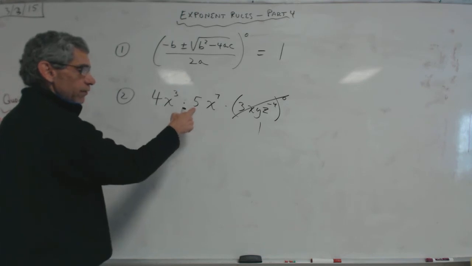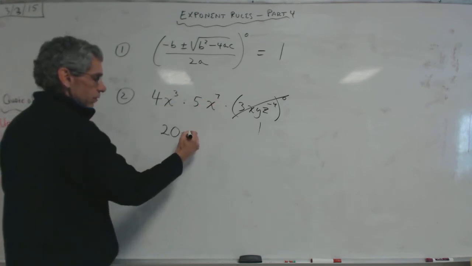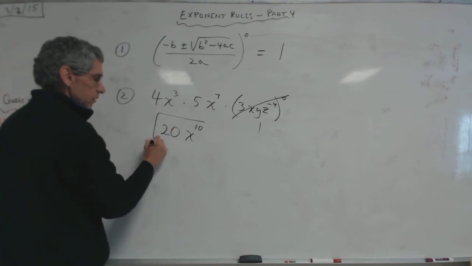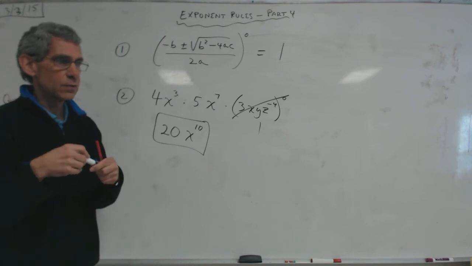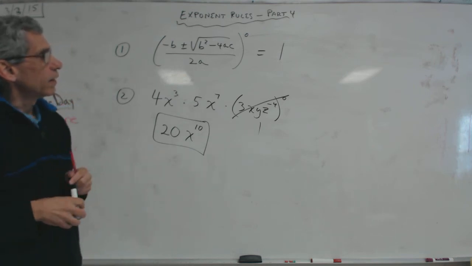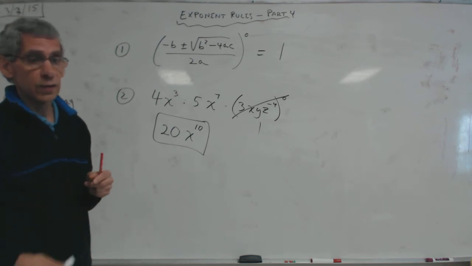So what's 4 times 5? 20. What's x to the 3rd times x to the 7th? You got it. So that's the answer. You were right then. Make sense? You see why? Okay. I think that is all I'm going to do for the lecture.